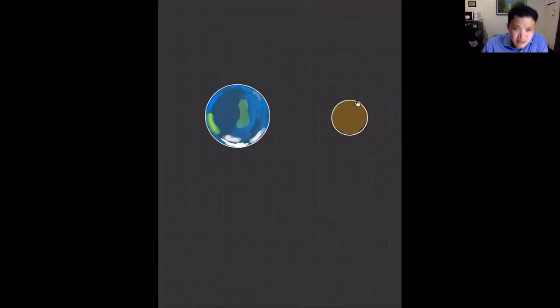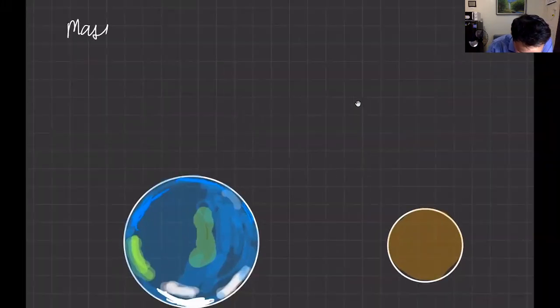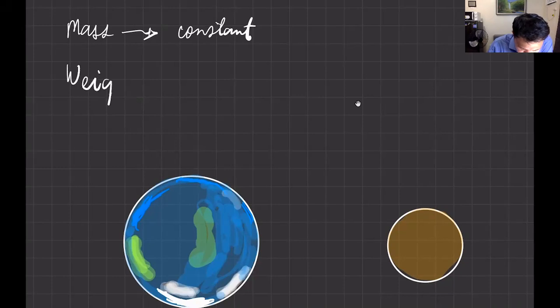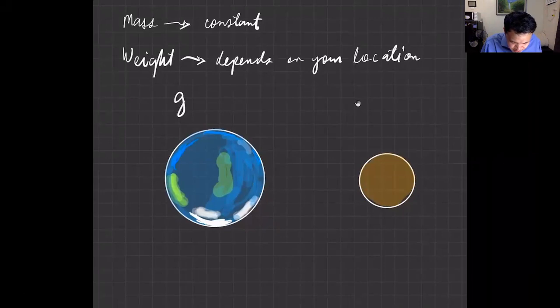So again, the difference between the two: mass is something constant. Okay, it is a constant quantity. And then you have weight. So weight can depend on your location. At the surface of planet Earth, your weight is fairly the same because the acceleration due to gravity on Earth is 9.8 meters per second squared.